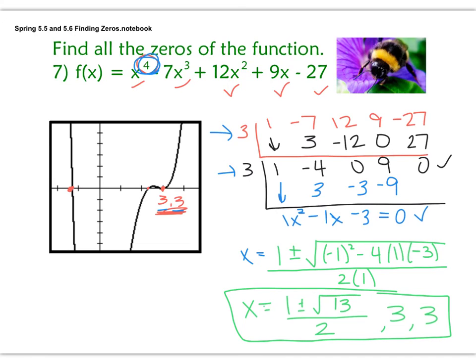So if you're wondering, wait a minute, what is that? If you grab your calculator and type in 1 plus radical 13 divided by 2, and then 1 minus the square root of 13 divided by 2, you're going to end up with like -1 point something and 2 point something else. Okay, so those are your answers. They're just not pretty.